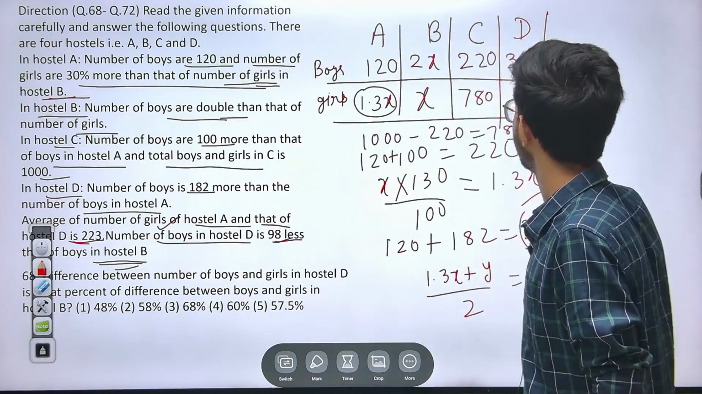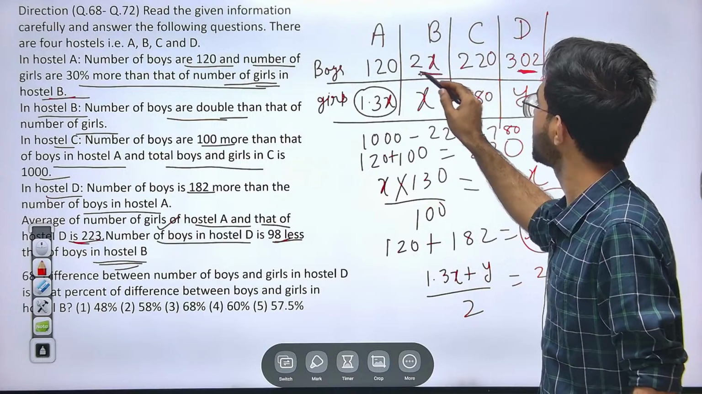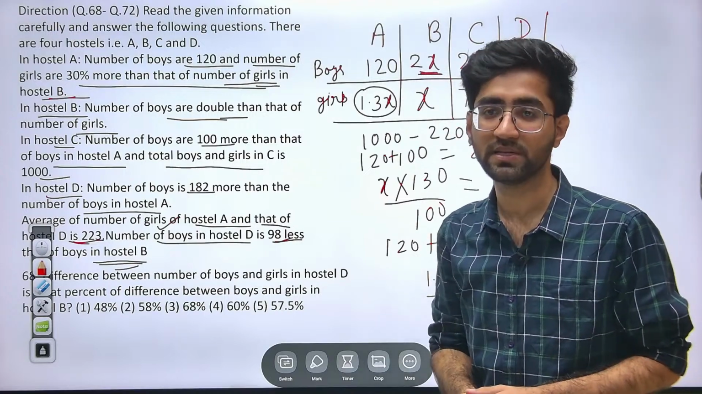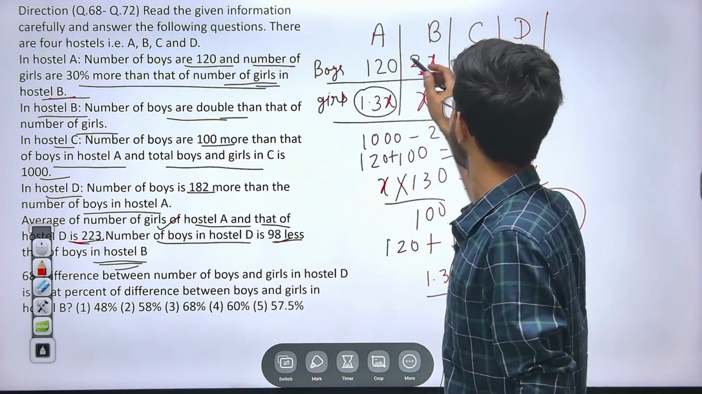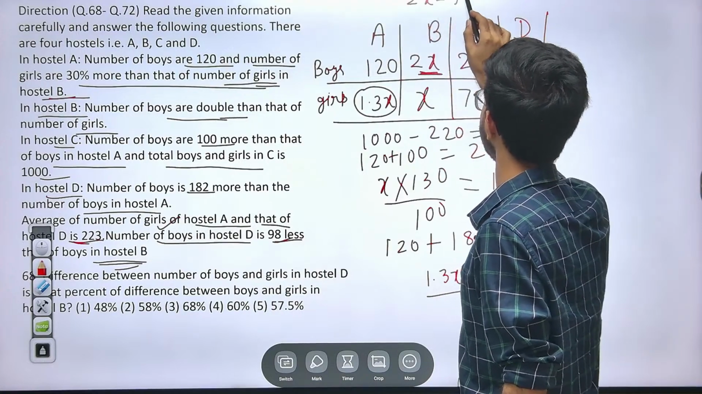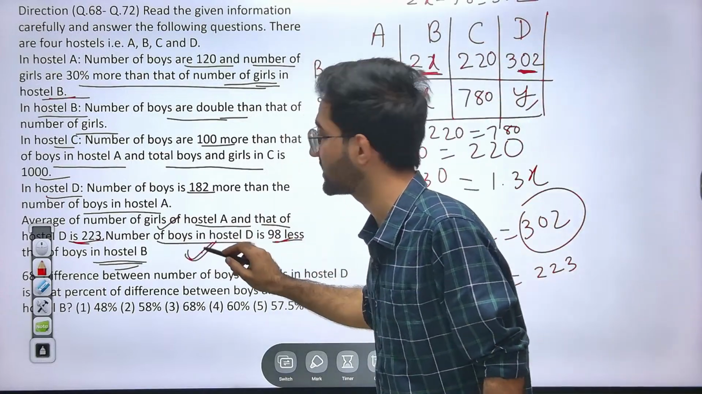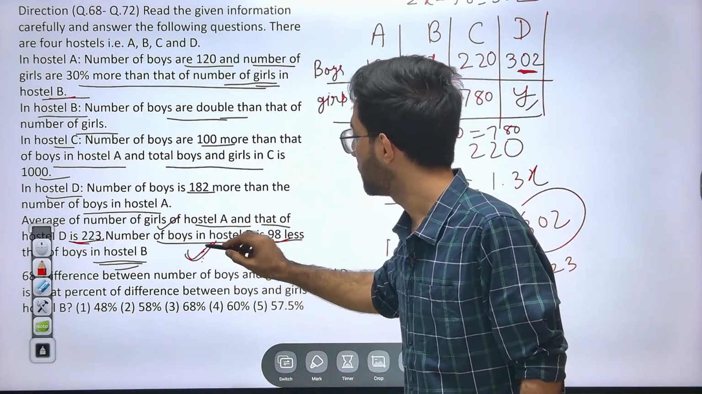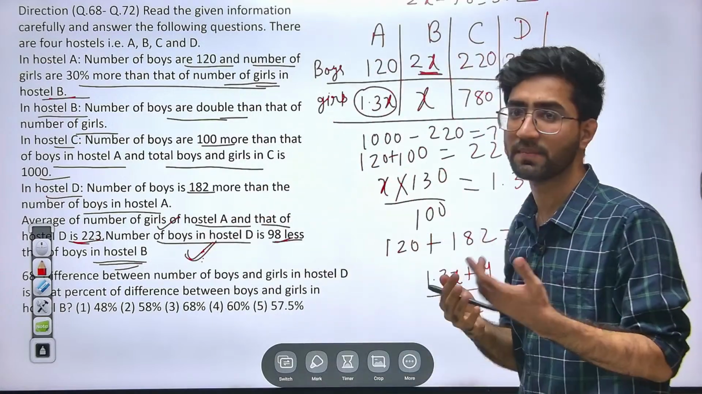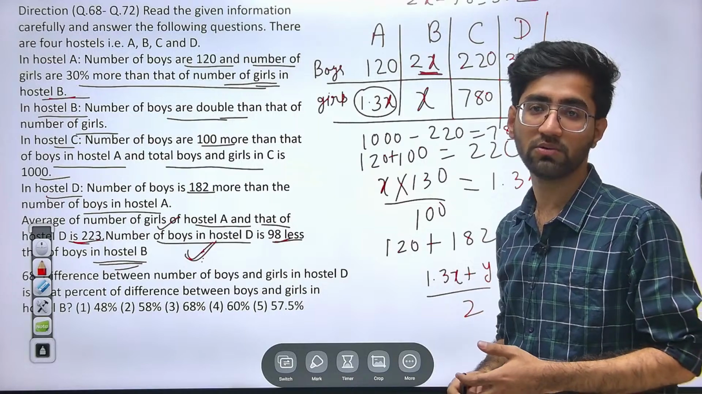This value 302 is 98 less than 2x. What does it mean? It means that 2x minus 98 is equal to 302. If you are able to represent the last line in some mathematical way, you will write 2x minus 98 equal to 302.